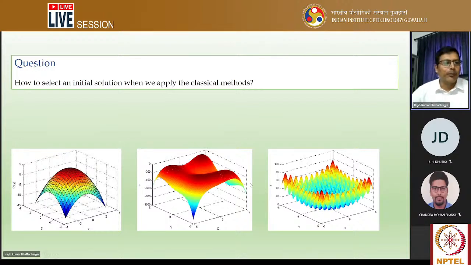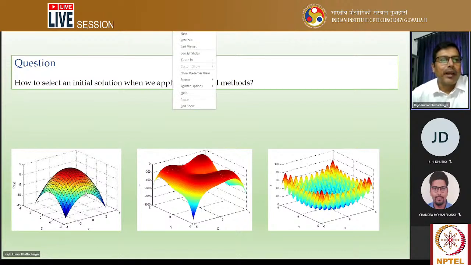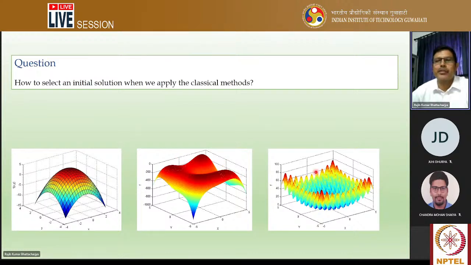Here I have shown you mainly 3 functions. The first function is a convex function, the second one is a non-convex function with 4 optimal solutions, and the third one has several optimal solutions. Now you can see the selection of the initial solution is very important. For the first problem, because this is a convex function, you can select any initial solution and you will get the global optimal solution. There is only one optimal solution here, and you will get that solution if you select any initial point.